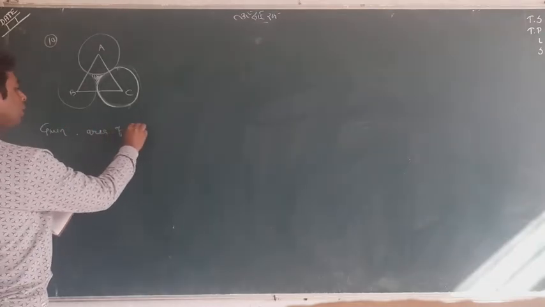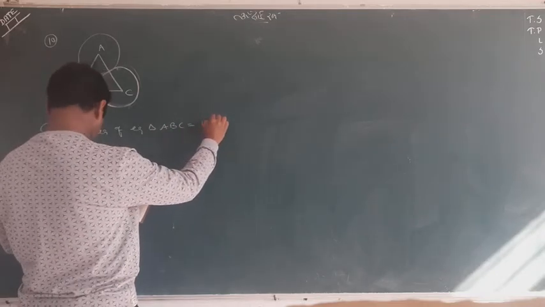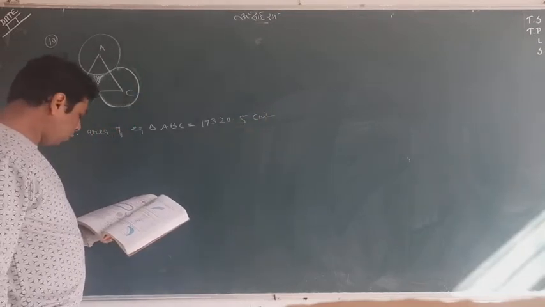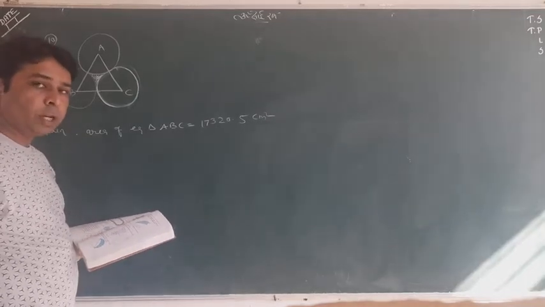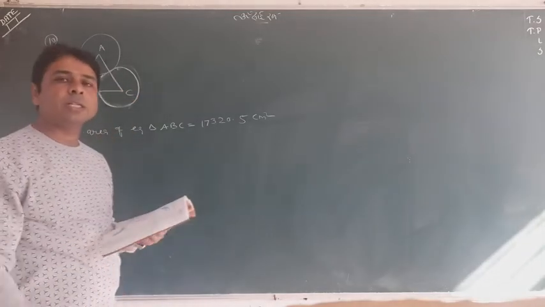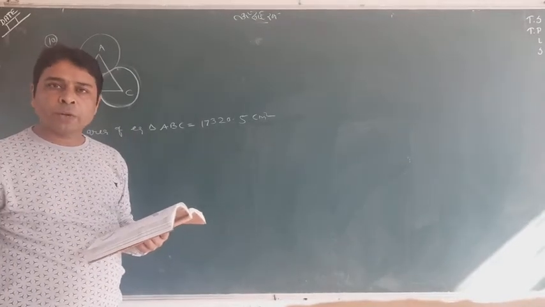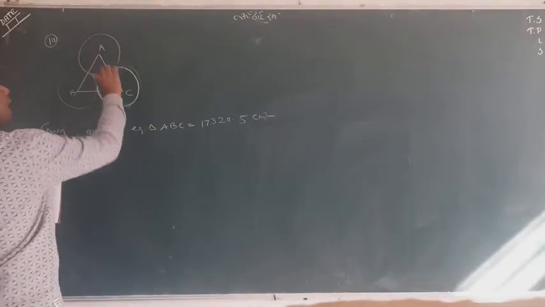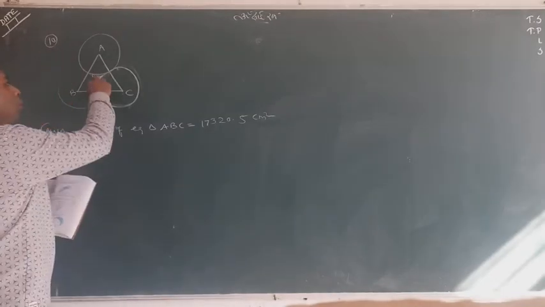The area of equilateral triangle ABC is 17,320.5 square centimeter. With each vertex of the triangle as a center, a circle is drawn with radius equal to half the length of the side of the equilateral triangle. It means that we have 3 vertices of the equilateral triangle, and 3 circles are drawn with them as centers. The radius is half of the side, which is half of the side AC. Further, find the area of the shaded region.